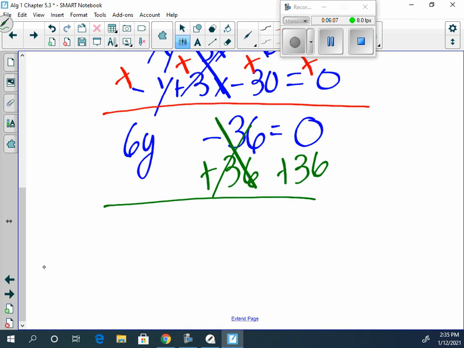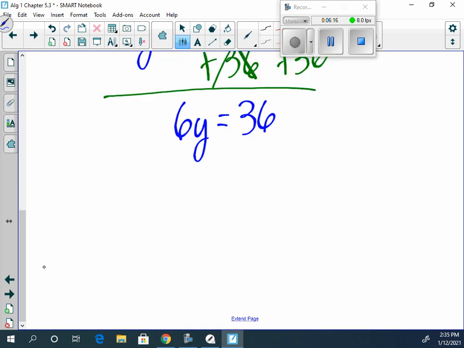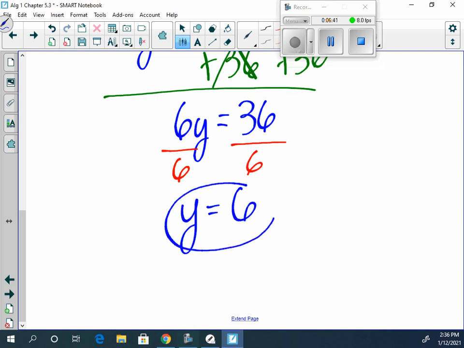Well, negative 36 plus 36 will cancel, and that'll give me 6y is equal to 36. And then what can we do? We can divide both sides by 6. We get y is equal to 6. So we found the value of y. Y is equal to 6. Any questions on this here?